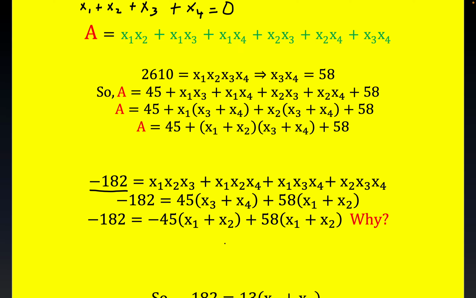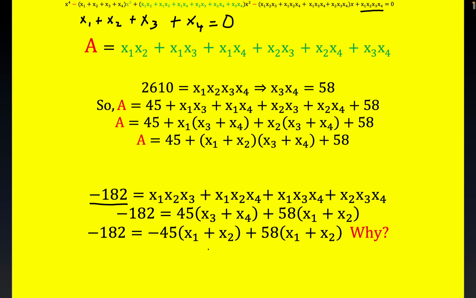This is true simply because from this statement right here, this implies that x sub 3 plus x sub 4 is equal to the additive inverse of x sub 1 plus x sub 2. That's what makes it fly. So this is equal to minus the quantity x sub 1 plus x sub 2.